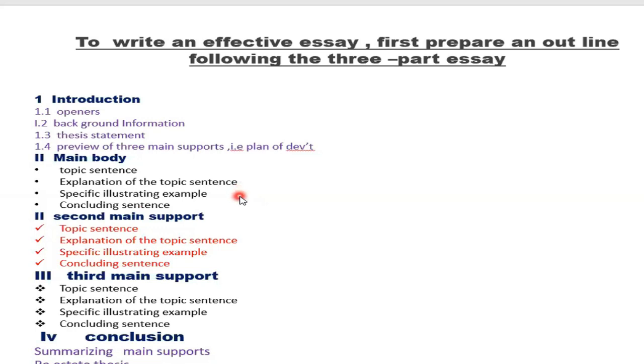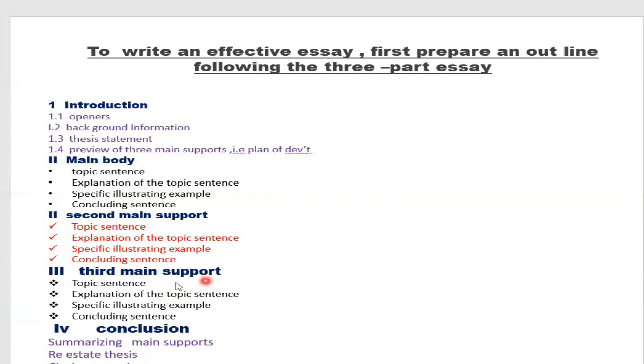I repeat this thing. When you write a paragraph, whatever it is, maybe in the introductory, in the body, or in the conclusion parts, the last sentence has to be the concluding sentence. Don't think that a conclusion may come only at the end of the essay. The second main support, the same thing here. What we have discussed before is similar: topic sentence, explanation of the topic sentence, specific example, it works in all parts. The third main support, the same thing here. Topic sentence, explanation, specific example, concluding sentence.